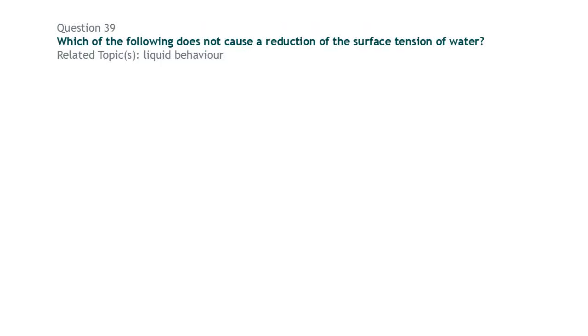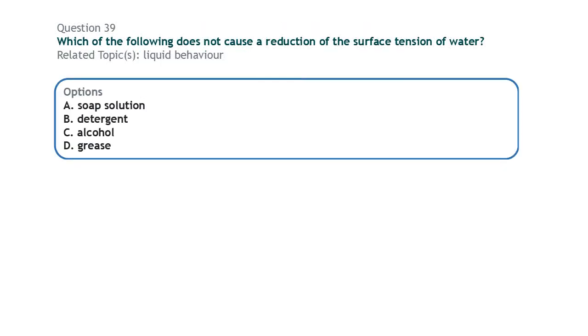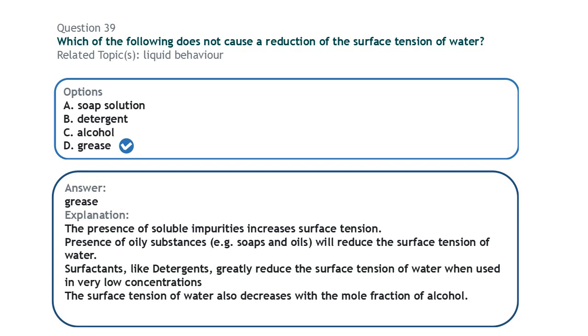Next, which of the following does not cause a reduction of the surface tension of water? Grease. Okay, grease. The presence of soluble impurities increases surface tension.